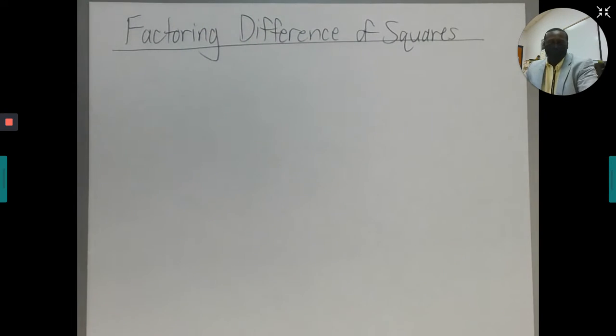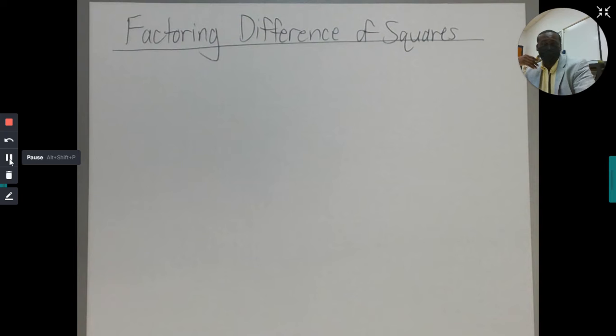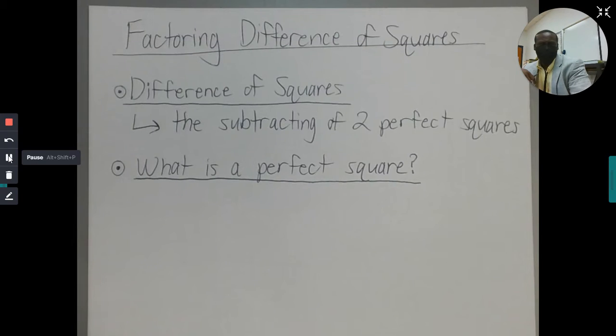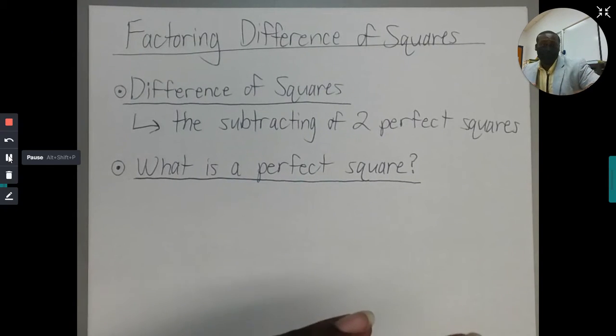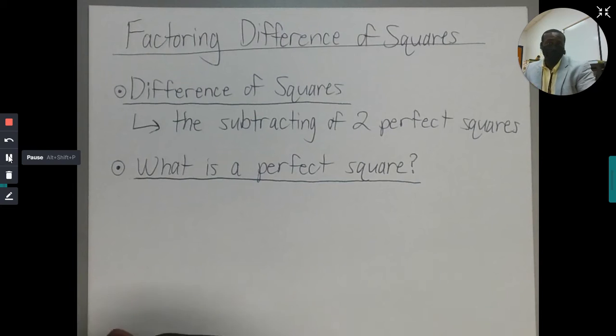So first off, let's get a good definition of what a difference of squares actually is. A difference of squares is where you are subtracting two perfect squares. Mr. Starkey, what is a perfect square? I'm glad you asked. A perfect square is the result of multiplying either the same number or the same expression by itself. In other words, a perfect square is the result of squaring some type of expression.